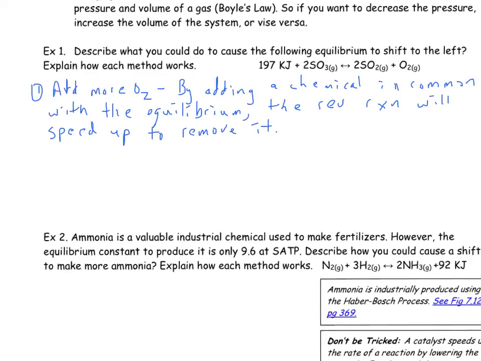Let's look at changing our temperature now. This system, as written, is endothermic because I have energy on the reactant side. If I want to cause a shift to the left, I could remove heat from my system by cooling it. This would cause a shift to the left to replace the energy. This happens because with the energy removed, the forward reaction will slow down because it does not have enough energy to create products.